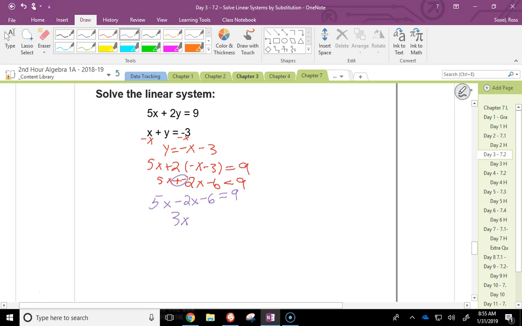3x. Combining like terms, 5x minus 2x is 3x. Okay, getting our constants on the same side. She added 6, so we have 3x equals 15.